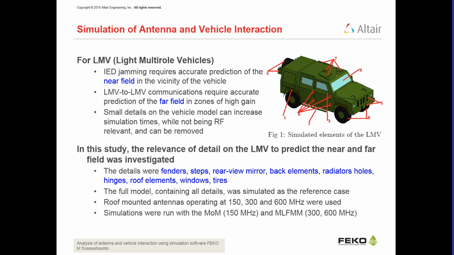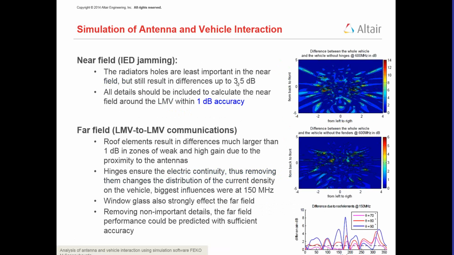They found that the radiator holes are least important in the near field, but still result in differences up to 3.5 dB, which is significant in some cases because we need to have within 1 dB, then 3.5 dB becomes an issue. So we need to include all of them. And the roof elements result in differences much larger than 1 dB in zones of weak and high gain due to the proximity to the antennas.